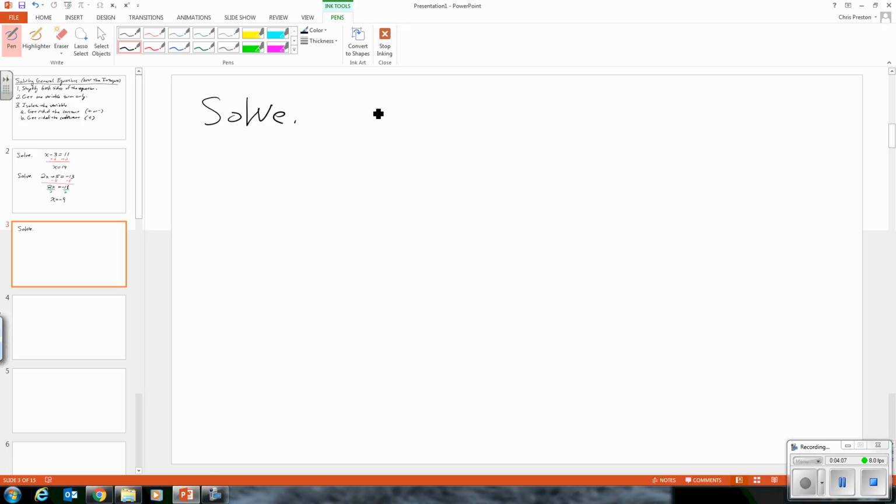So let's say I want to solve 3x minus 10 equals 5x plus 4. And solve that equation. So again, simplify both sides. Well, both sides are as simple as they can get. There are no like terms, so I can't simplify them. So now I want only x's on one side.